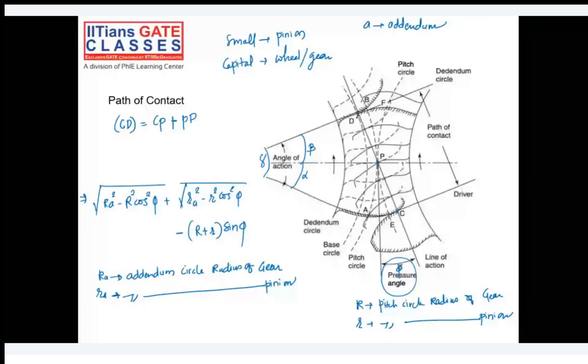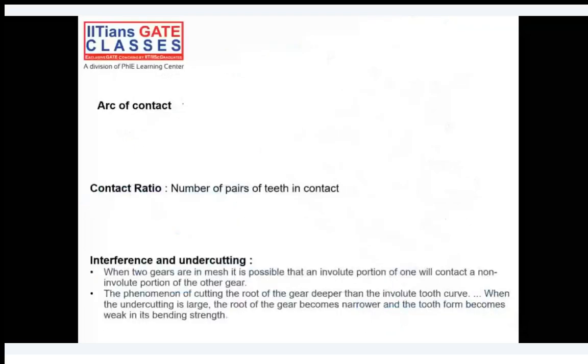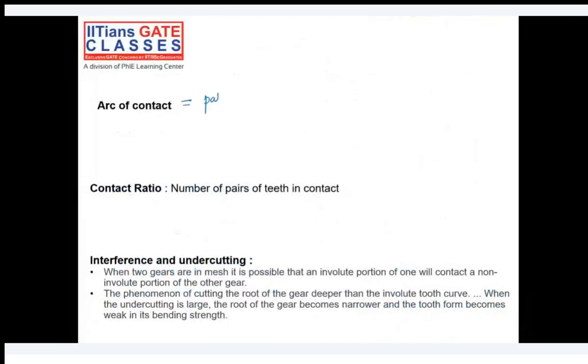So now the relationship between arc of contact and path of contact is that. So I'll go to the next slide. Arc of contact is equal to path of contact divided by cos of phi. So basically the distance CD divided by cos of phi, you can say it as arc of contact.